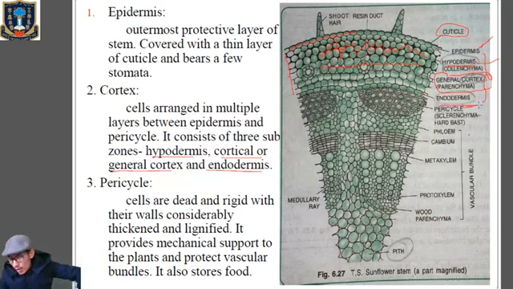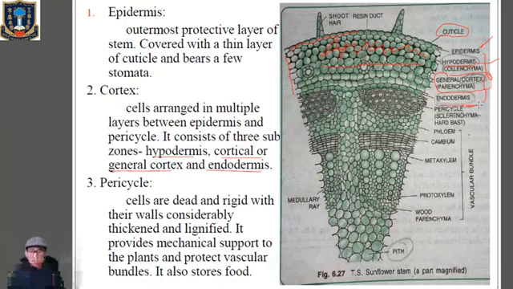So simply, the cortex lies below the epidermis, and it is divided into 3 subzones. The hypodermis is made up of collenchyma cells, with no intercellular spaces. Then we have the general cortex, or cortical cells, made up of parenchyma cells, where we can see intercellular spaces. They also provide rigidity to the stem and store food and other materials. And the innermost layer of the cortex is the endodermis, a single layer of cells. We don't find intercellular spaces there. It is made up of barrel type of cells, and it stores starch grains, so it is also called the starch sheath. So these are the 3 subzones of the cortex.